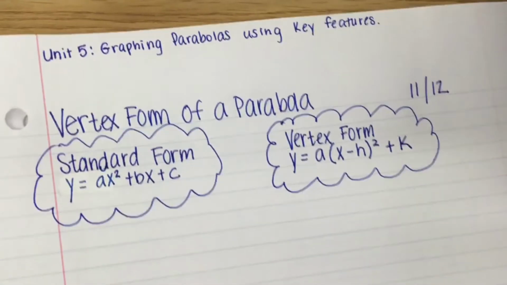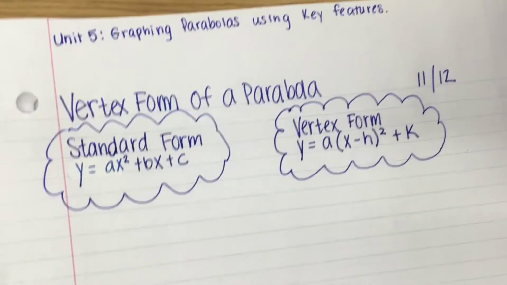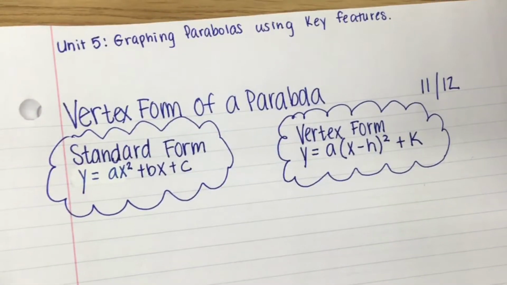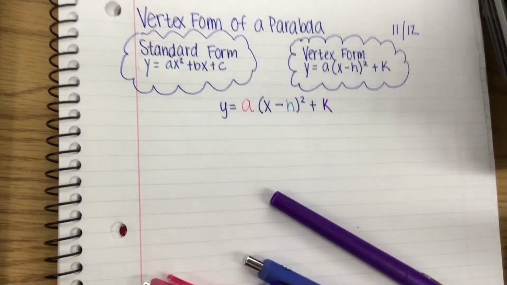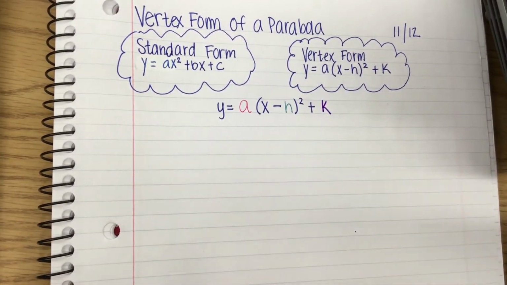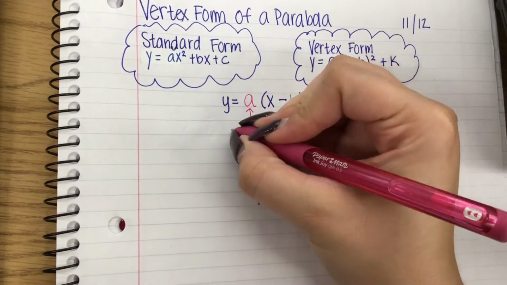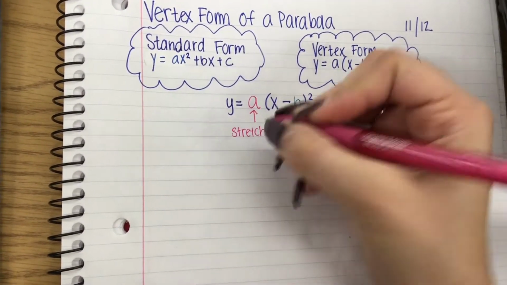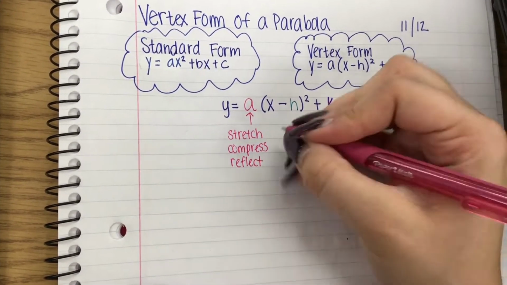Buckle up, amigos. We got a long ride today on this vertex form of a parabola. So standard form is on the left, vertex form is what we're going to be looking at today, and that's on the right. So vertex form has an a, h, and k. You might remember this a, h, and k from absolute value functions.